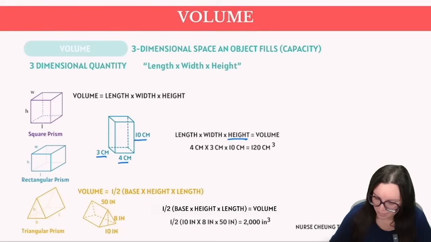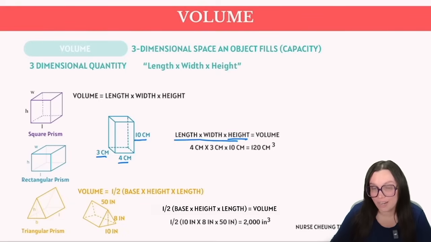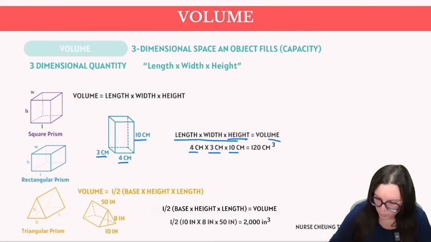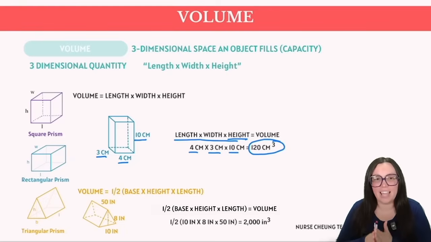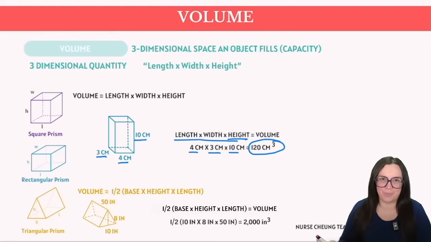So in this case, we have length times width times height will give us the volume of squares and rectangles. In our example, we have 4 times 3 times 10 is going to give us the overall volume of 120 centimeters cubed. Next, let's calculate the volume of a triangular prism.